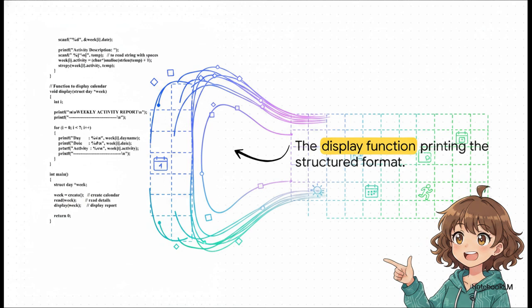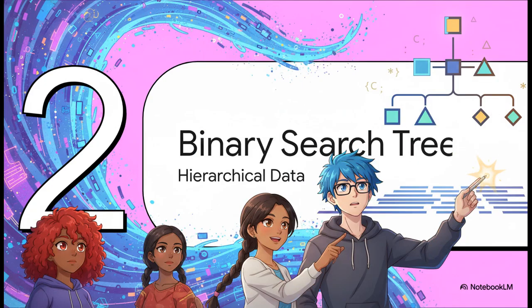It's super simple, highly effective, and a great example of how contiguous blocks of memory map perfectly to linear, everyday tasks. Moving right along to part 2, binary search tree operations. Time to step up into hierarchical data.